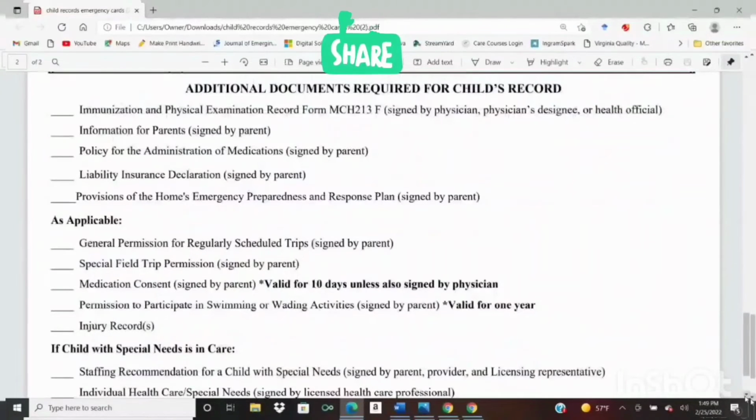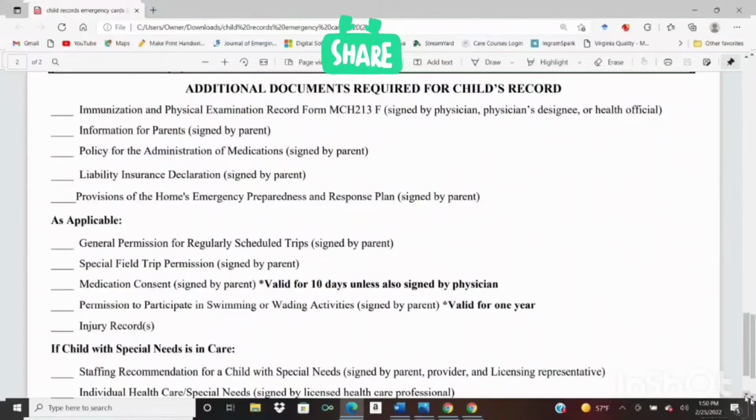So, additional documents required for the child's record. These are other documents. There's the immunization and physical examination record, information for parents signed by parents, and the policy for the administration of medication. If you are a medication provider, well, it depends, because some topical medication can be used on the child even if you're not a certified medication administration provider.